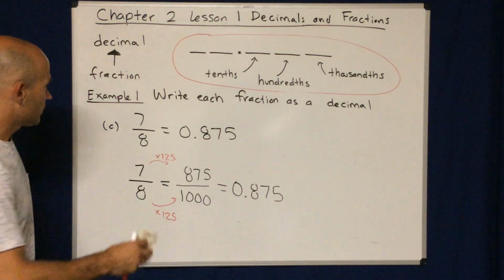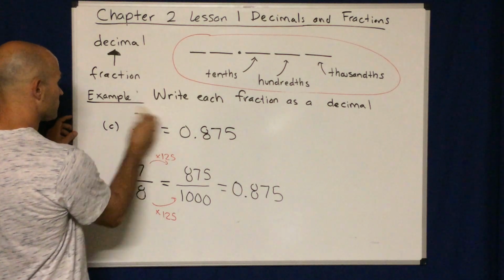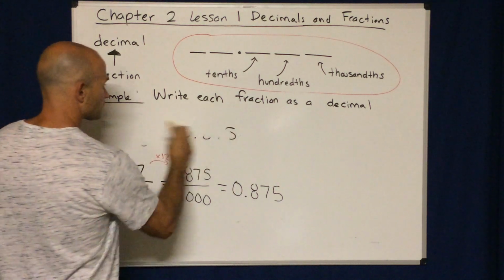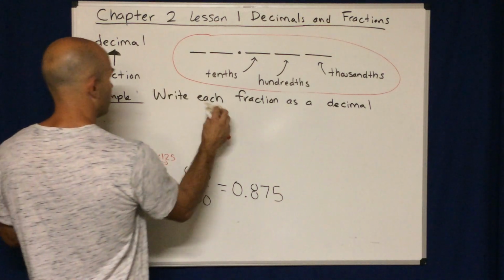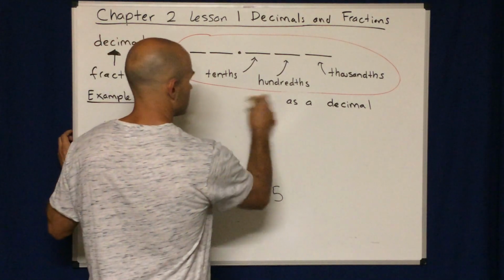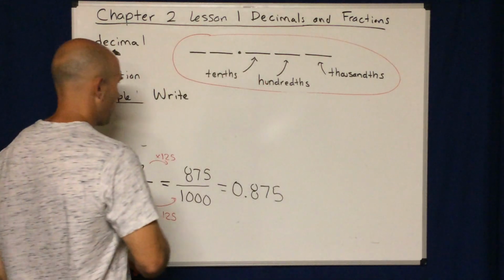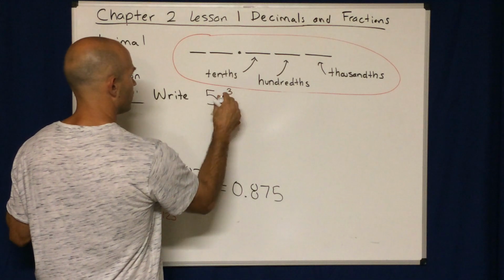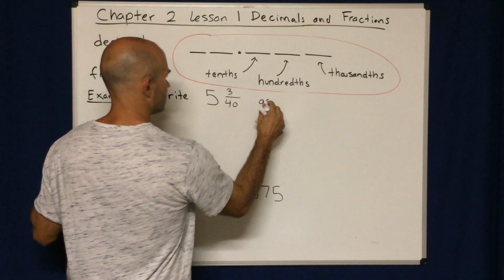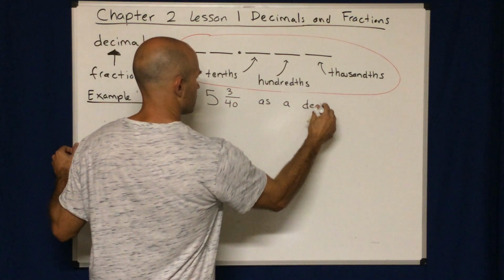Okay, so that's good for example 1. Let's do one more example. And in the second example, we're going to write a mixed number as a decimal. So write 5 and 3 over 40 as a decimal.